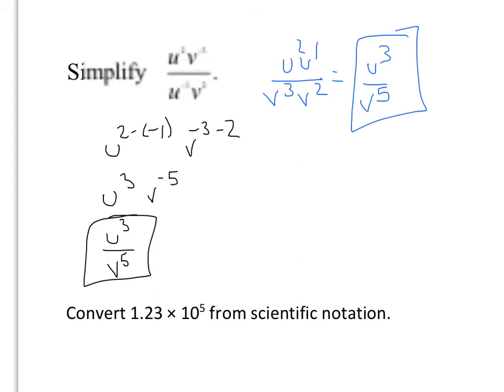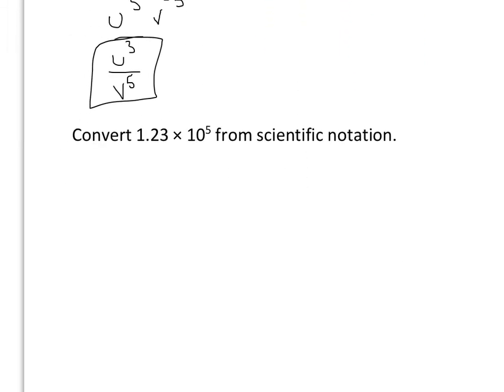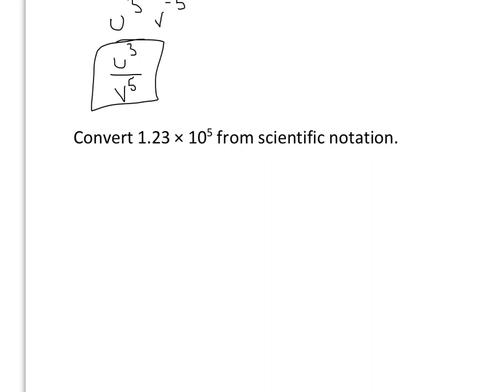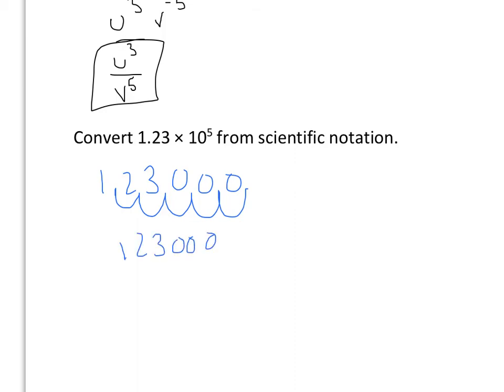Now this one says convert to scientific notation. So that means 1.23 times 10 to the 5th means move to the right 5 times. 1, 2, 3, 4, 5. Fill in with zeros. Now don't forget to write this correctly, so it would be 123,000 with the comma. Okay, let's look at another one.